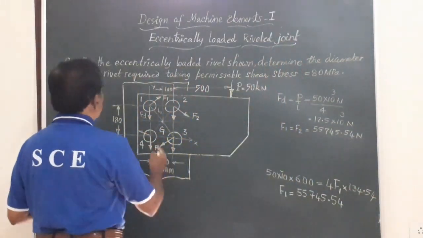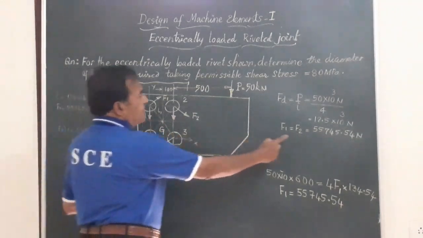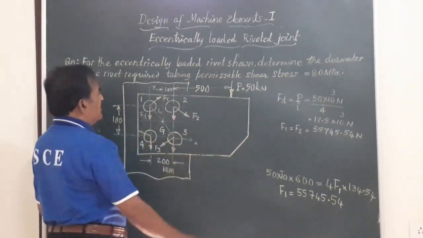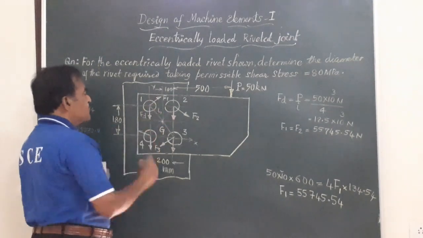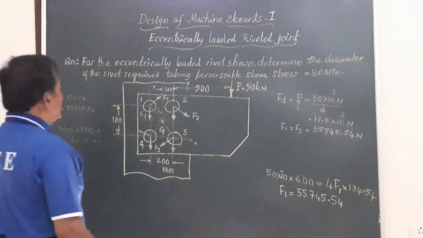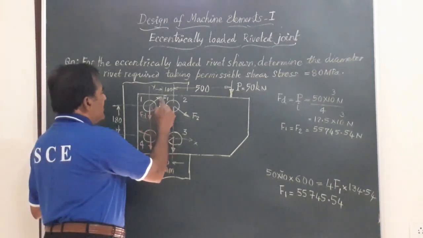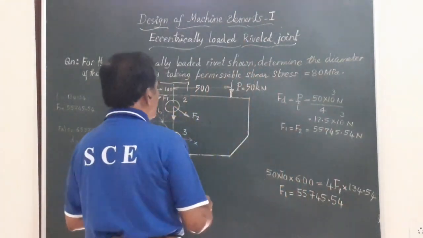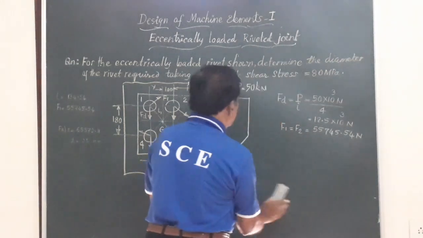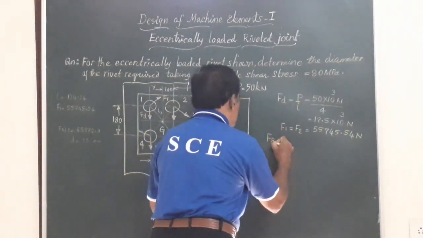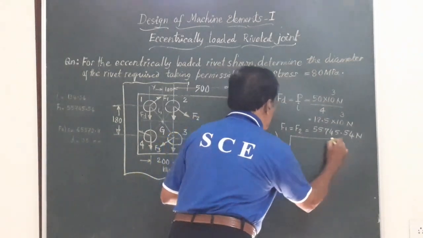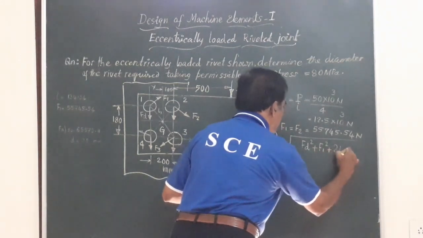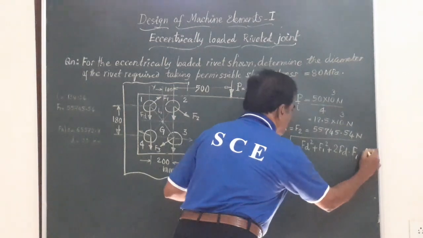Friends, if you take rivet number 1, there is a direct load of 12.5 into 10 to the power of 3, and the secondary load is F1, which is equal to F2 etc. Here, friends, the resultant of these two at rivet number 1, I will write down, FR1, is equal to the square root of FD square plus F1 square plus 2 times FD F1 cos theta.